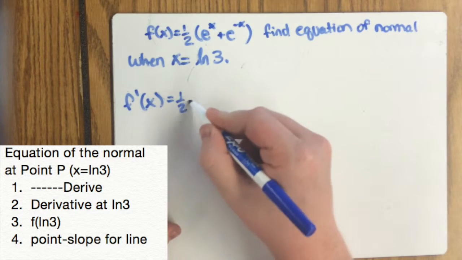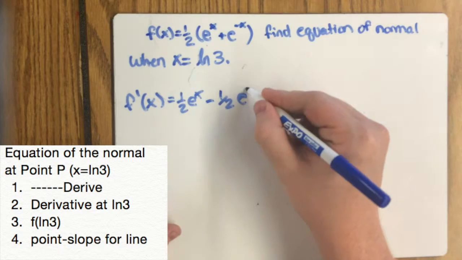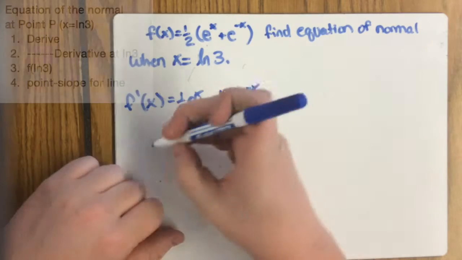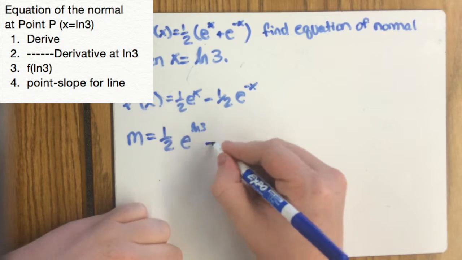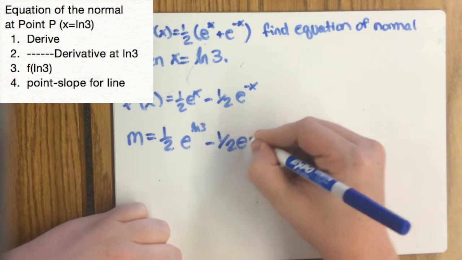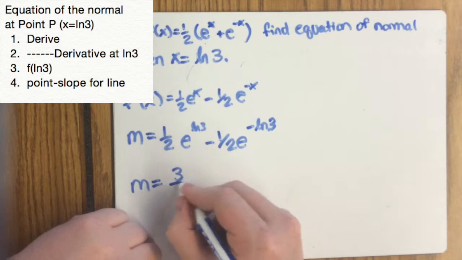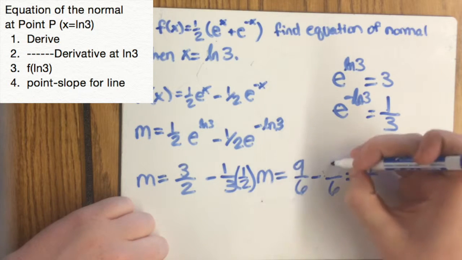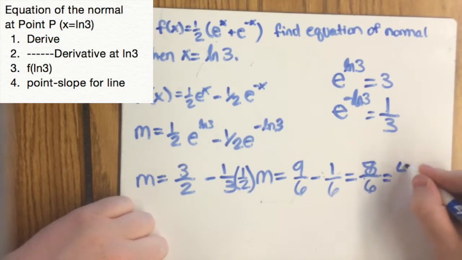So, we can find that the derivative of 1/2 times the quantity e raised to the x plus e raised to the negative x is equal to 1/2 e raised to the x minus 1/2 e raised to the negative x. From there, we can find the slope of a tangent line given by this equation. All we have to do is plug in our x value, which is given to us in the problem, ln of 3. So, when we plug in ln of 3, we find that 3/2 minus 1/2 times e raised to the negative ln of 3, which is 1/3, we find that our slope is equal to 8/6 or 4/3.